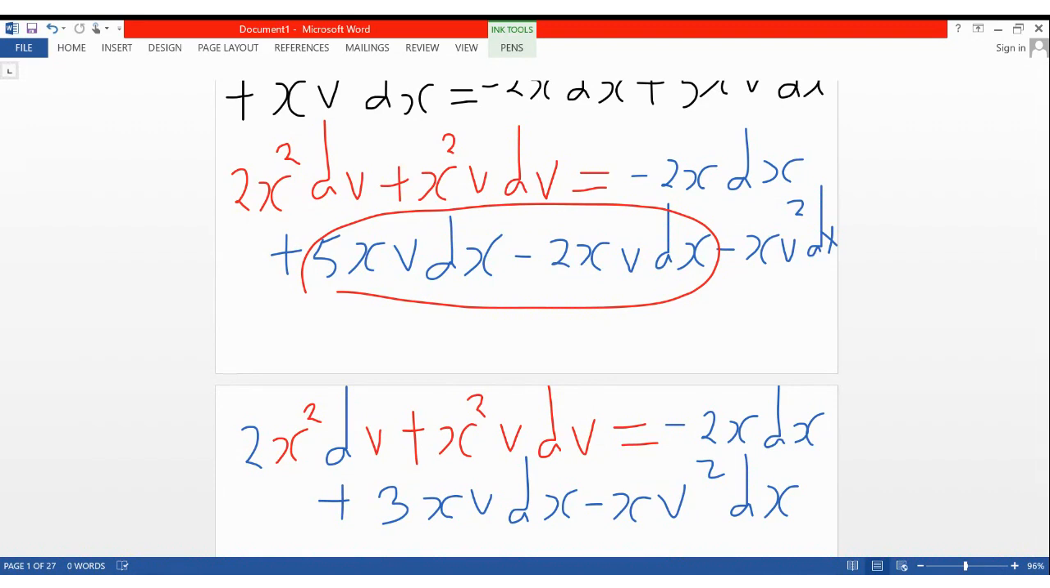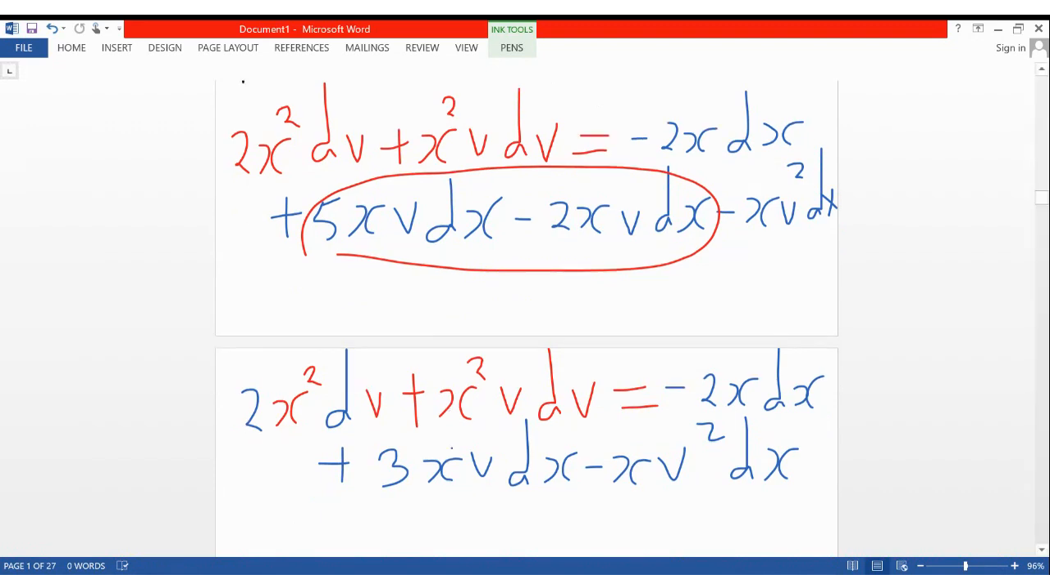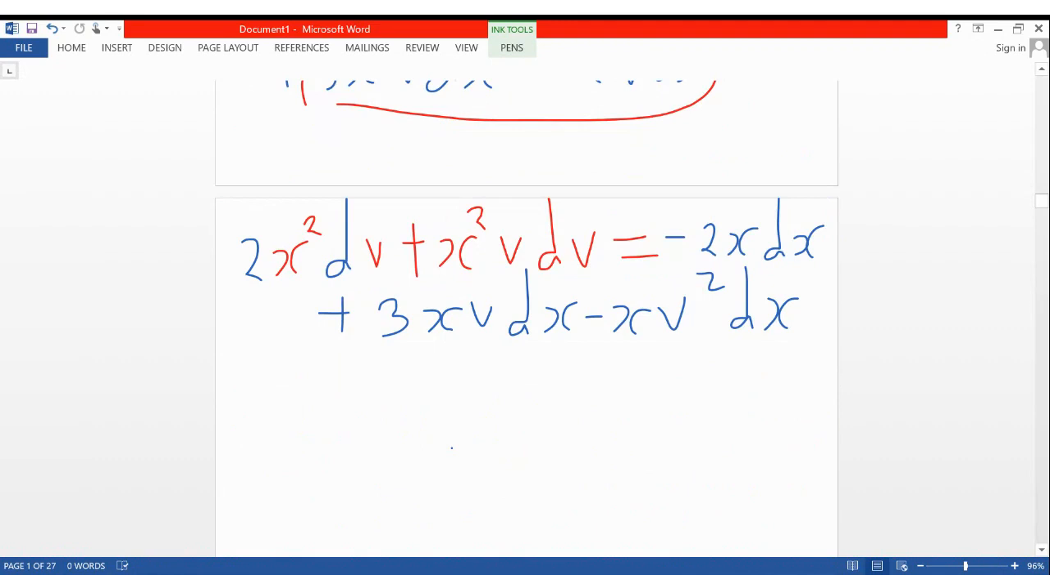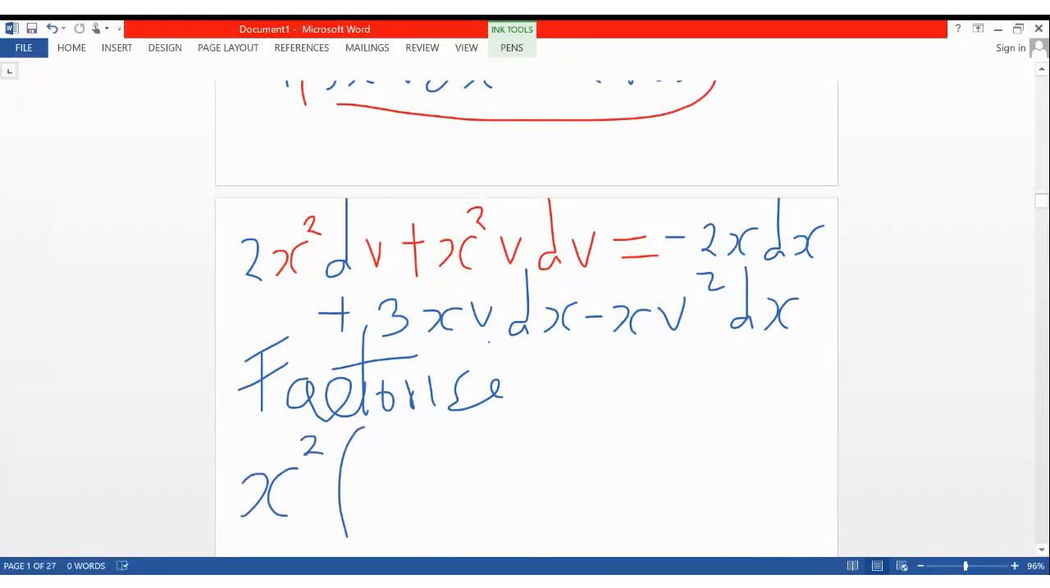So now this one, we need to factorize. We need a bit of factorizing. When you factorize the first one, on the side of dv, we want to remain with v. So I can factorize the x squared and the dv outside, because I want to remain with dv this side. So I'll remain with 2 plus v dv. That's what I remain with on the right hand side.